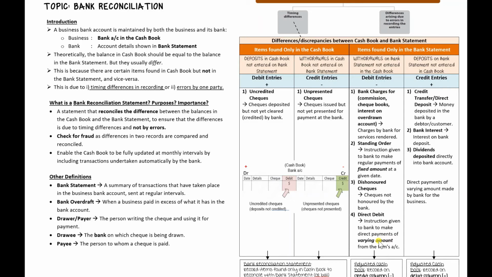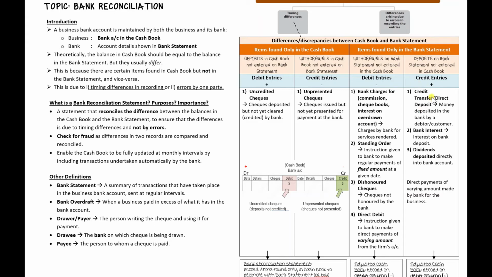Okay, a varying amount. And then this dishonored check is the check that's not honored by the bank. Okay, bounced back, it's not being honored. That's why we have to minus it off from our bank account. And deposit is our money, okay, which increases our bank account.